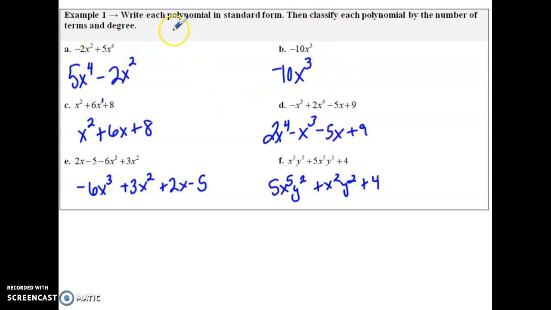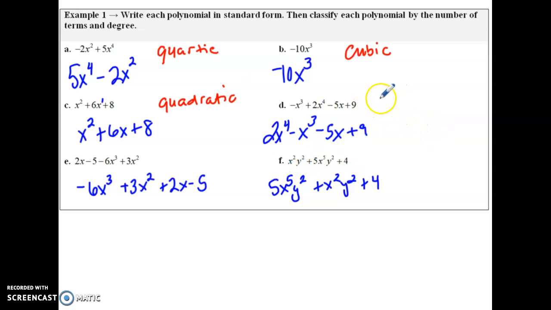Now, we need to name these based on the degree. So the biggest exponent is 4. So if you look at that table, that's quartic. For B, the biggest exponent is 3, so that's cubic. And then the next one, the biggest exponent is 2, so that's quadratic.